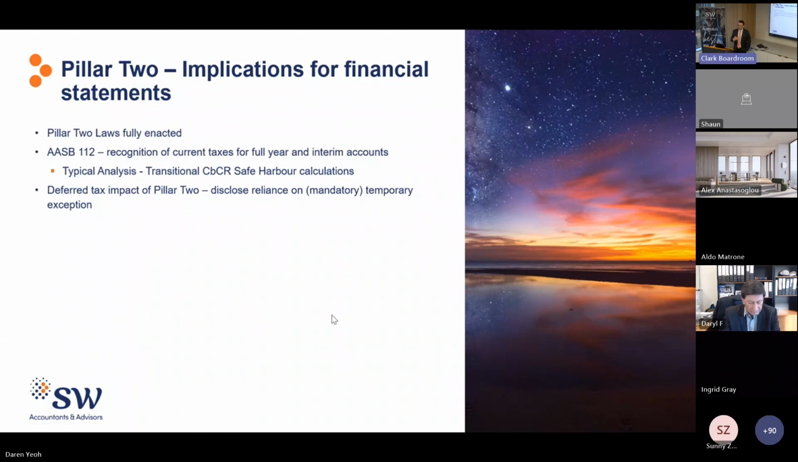What about deferred tax of Pillar 2? Due to the lack of consensus as to how you would account for deferred taxes under Pillar 2, there is a mandatory temporary exception from recognizing deferred tax assets and liabilities out of Pillar 2. There is no sunset date yet, so you can continue to apply the exception until you are told otherwise. You are required to note in your financial statements, probably in the policy section, that you are relying on this exception.